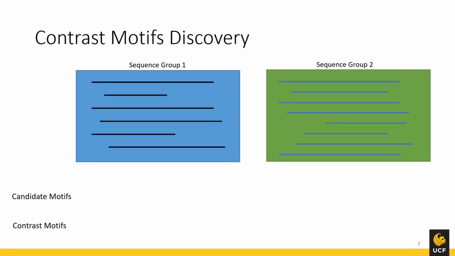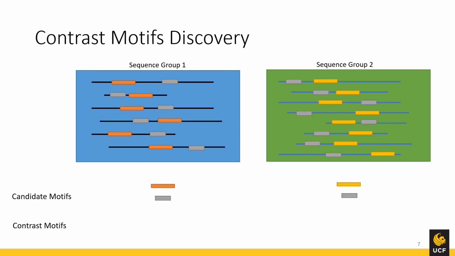We use a method called contrast motif discovery to compare groups of sequences. Assuming there are two groups of sequences, contrast motif discovery first finds candidate motifs for each group and then discovers contrast motifs that are significantly closer to one group compared to the other.